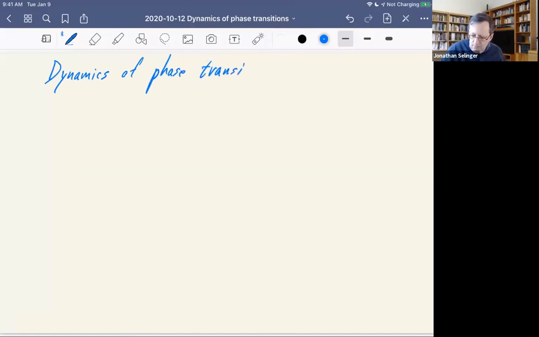And this is an important point for what comes next, because later on, I'm going to be talking about what kinds of materials are in equilibrium versus not in thermal equilibrium. And so thinking about dynamics is really important for making that distinction. Okay, so let's talk about that now.